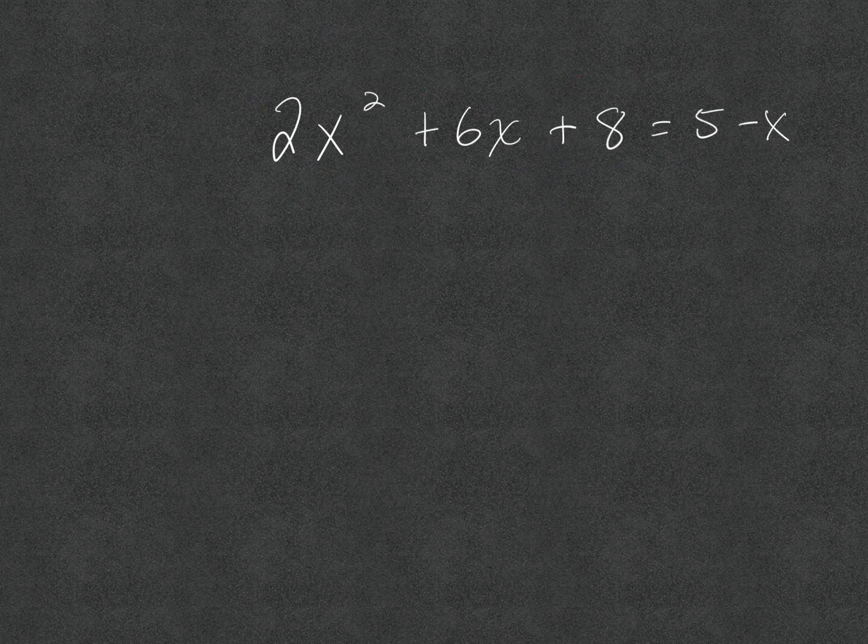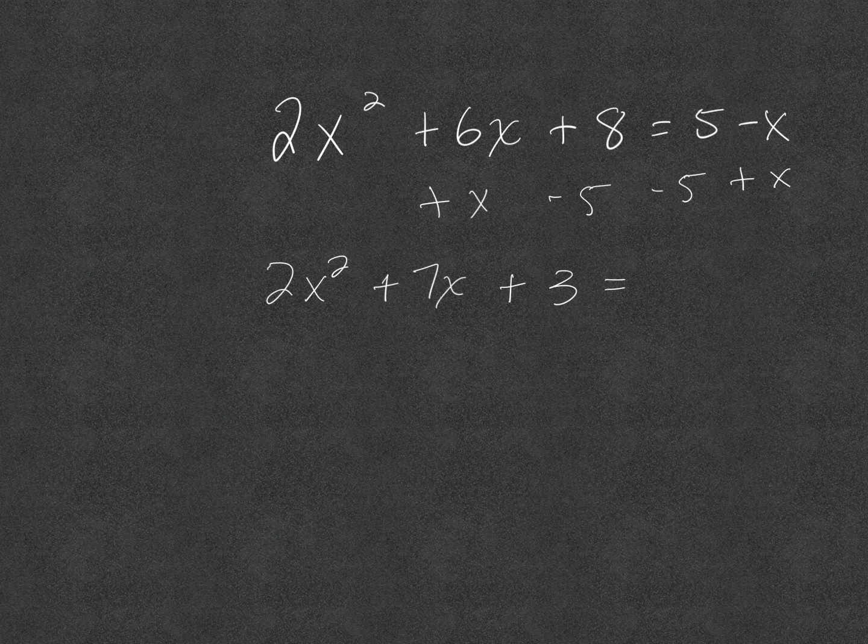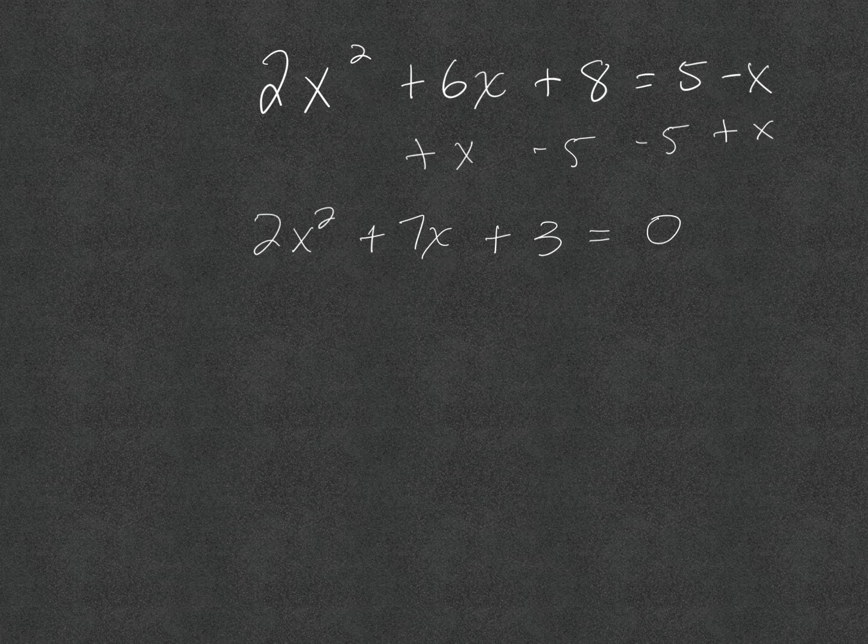Okay, welcome back. We have 2x squared plus 6x plus 8 equal to 5 minus x. What's the first step? Set it equal to 0. I'm going to add an x to both sides, and subtract a 5 on both sides. What we're going to get is 2x squared plus 7x plus 3 equal to 0. Oh, another 7x in the middle. Okay, that's okay. Let's take this step by step.